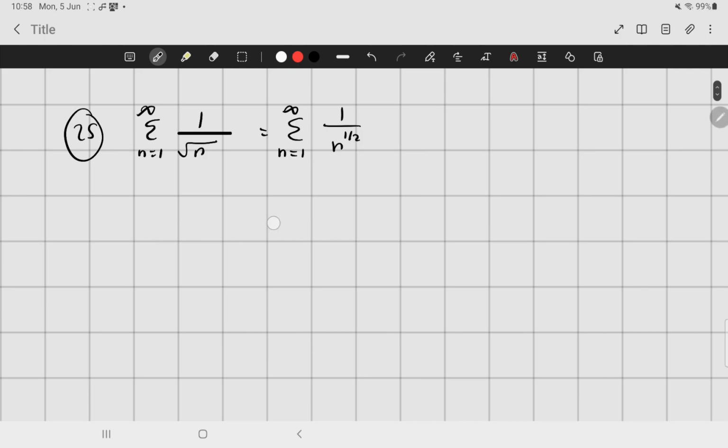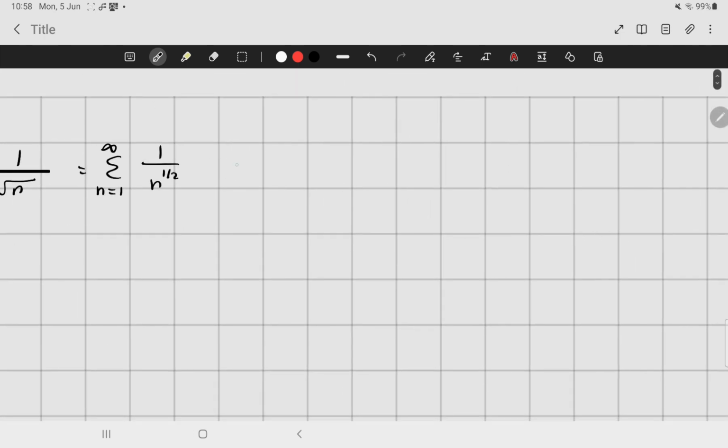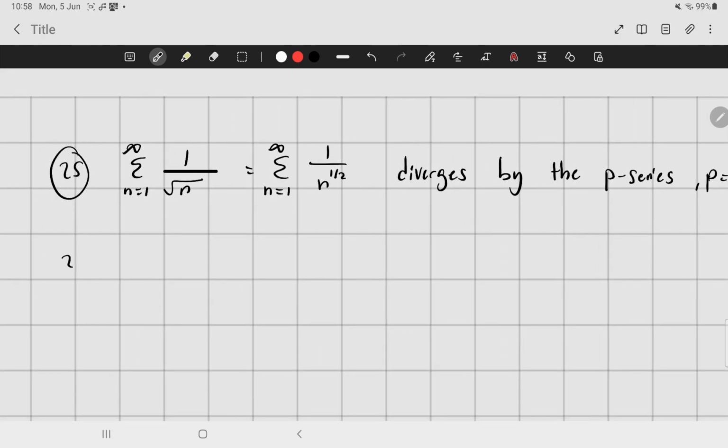So the way I write the answer is: diverges by the p series, where we know that the p value is equal to 1 over 2. Okay? Alright, 26. Now we have another series, and I believe everyone is familiar with this one, which is negative 5 over n, where we bring out the constant multiple outside of the series.